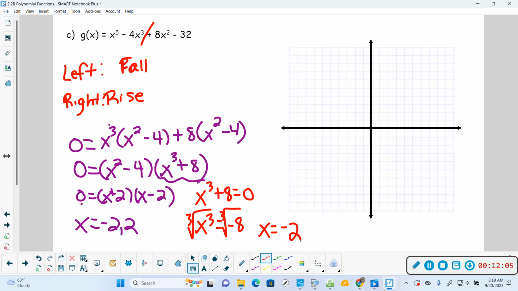So -2, we do have a repeated one of that, so I know I'm going to touch there, and we'll cross at 2 too. So left end falling, I'm going to draw up to -2 and touch, and through 2 and cross. And there is our graph.